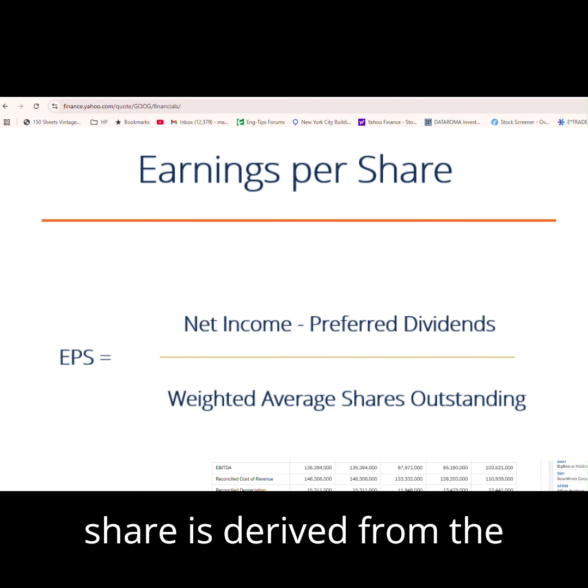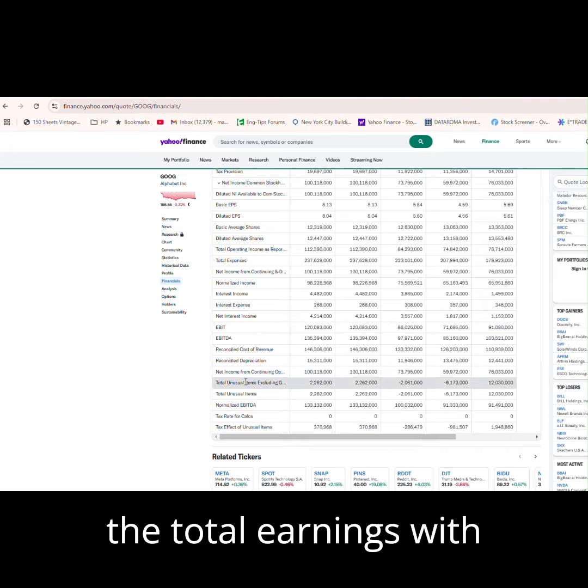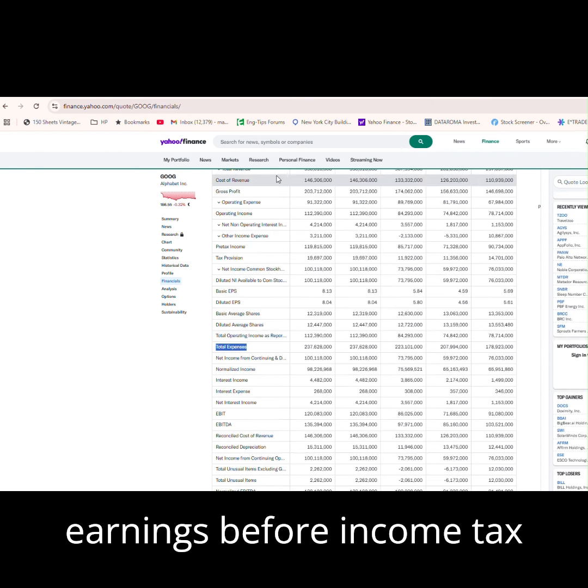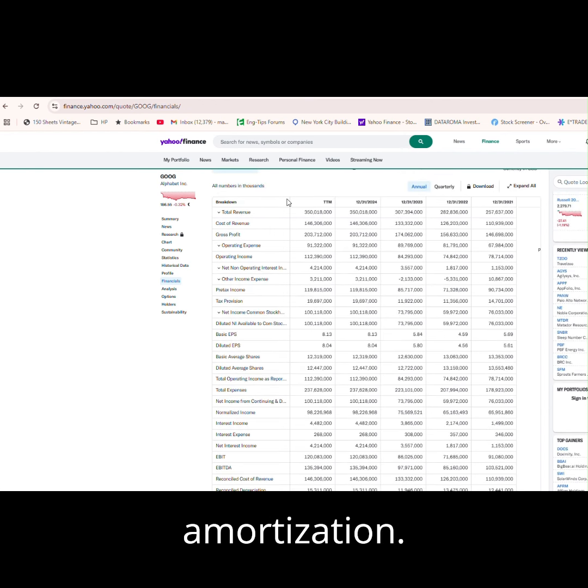Earnings per share is derived from the income statement by dividing the total earnings by the number of outstanding shares. The term EBITDA means earnings before interest, tax, depreciation and amortization.